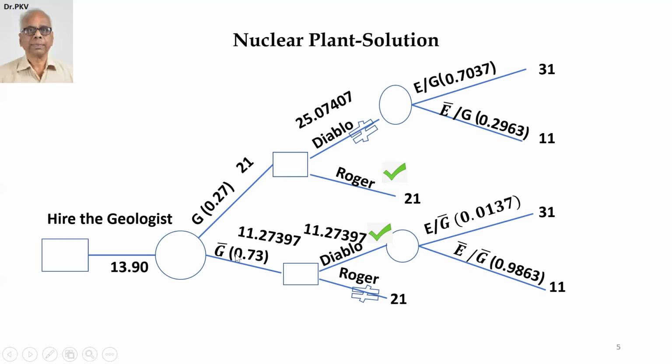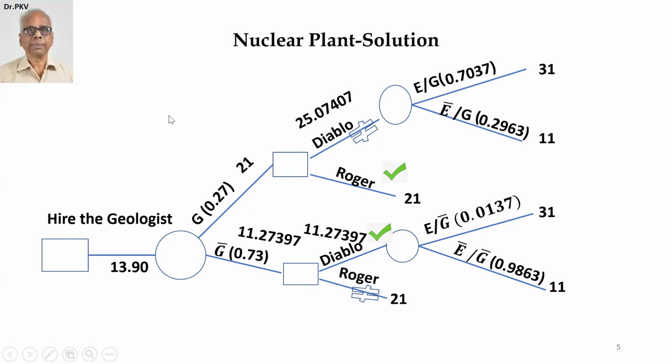Supposing the geologist doesn't predict the earthquake, here I have the cash flow, 31 into 0.0137, 11 into 0.9863, which is 11.27397, the expected cost of building the plant in Diablo. Roja, it is 21, is costlier, and therefore cross it, build the plant in Diablo when the geologist predicts no earthquake.